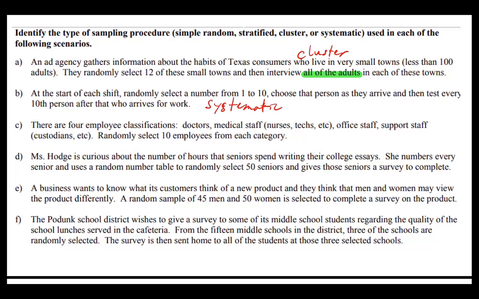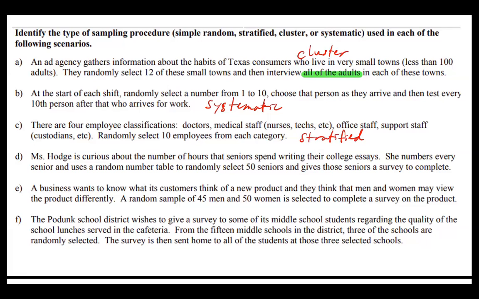Okay. There are 4 employee classifications: doctors, medical staff, office staff, support staff. Randomly select 10 employees from each group. Stratified, good, stratified. Each of those is a strata. Each of those classifications would be considered a group. They're all doctors. It's a homogeneous group because they're all doctors. They're all medical staff. They're all support staff, and they're all office staff.